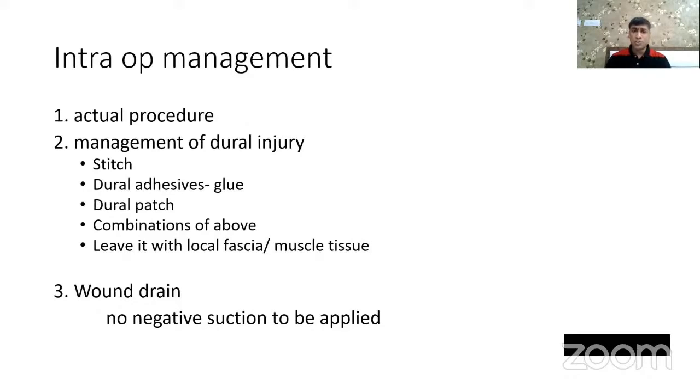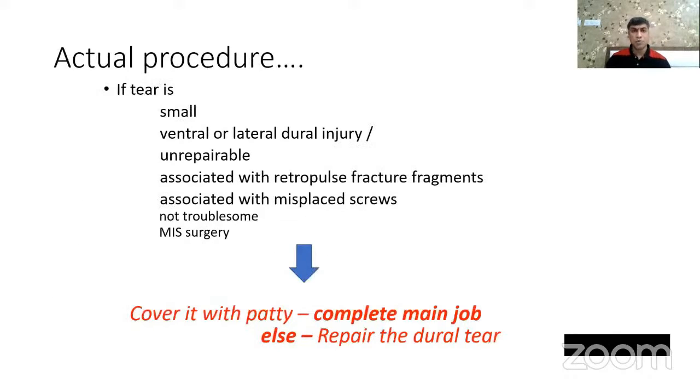Management of dural injury can be in the form of a stitch, dural adhesive glues or a patch, a combination of one or more of these, or leave it alone with just a local fascia or muscle fat pad placed over the rent. And the third thing that one should keep in mind is to place a drain. Don't have a negative suction attached to it; just let it drain off by gravity.